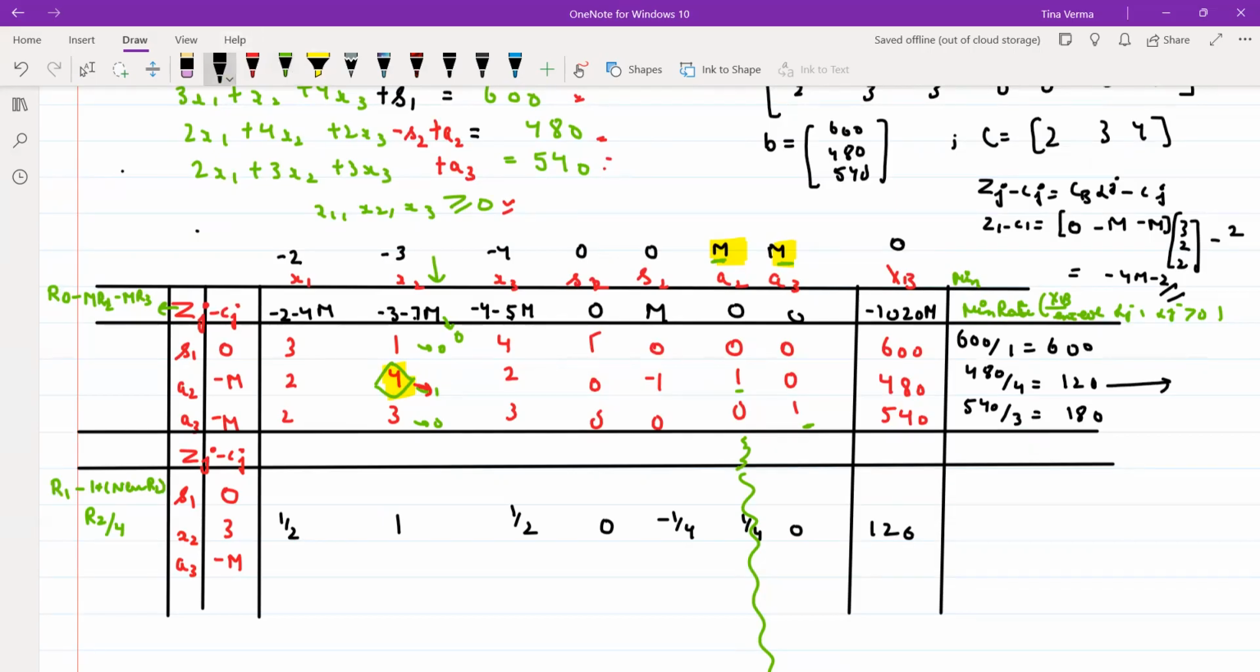So this will become my 5 by 2. This will be 0, 7 by 2, 1. This will become 1 by 4. And this is my 0. This is my 480. Again, I have to make this element as 0. So what operation I will apply? R3 minus 3 times my new R2, right? So this will become 1 by 2, 0, 3 by 2, 0, 3 by 4. This entry I am not writing, 1 and 180, right?